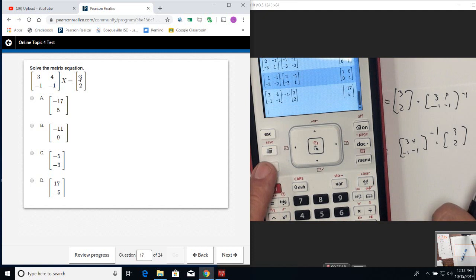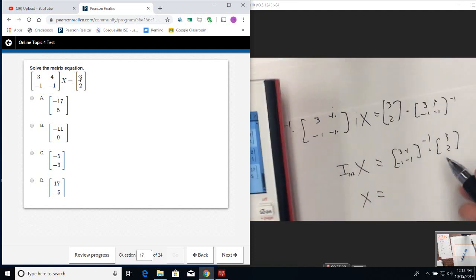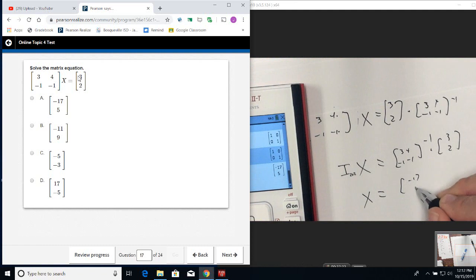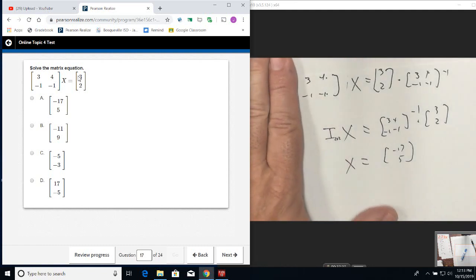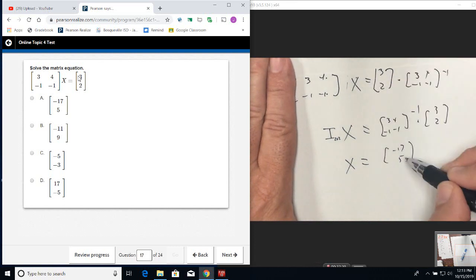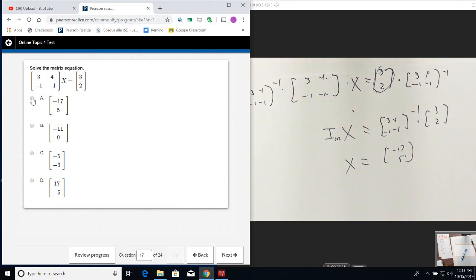So what do I get? I get x to be equal to -17.5. If you wanted to check it, you can just take this matrix right here times this matrix here and see if you get [3, 2] back. If you do, you did it right, which it should be right. So that should be A.